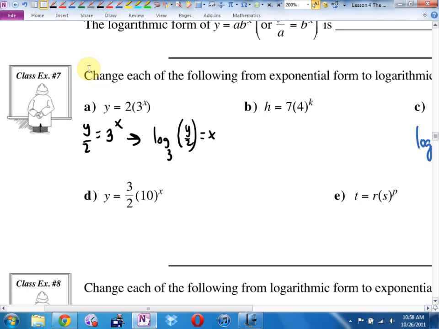Change colors, Mr. Dueck. 2y over 3 equals 10 to the x. Which means the log base what? 10 of what? Equals x.